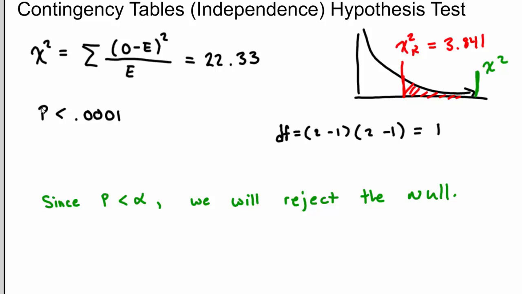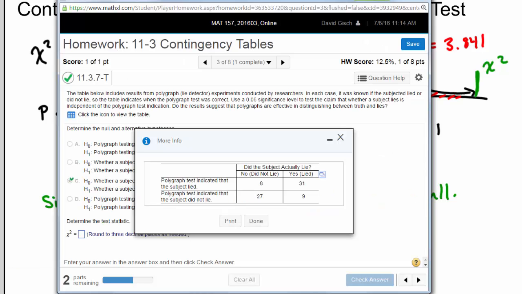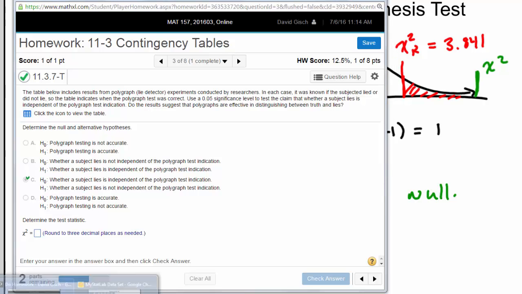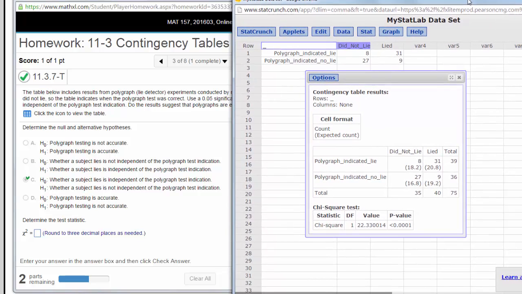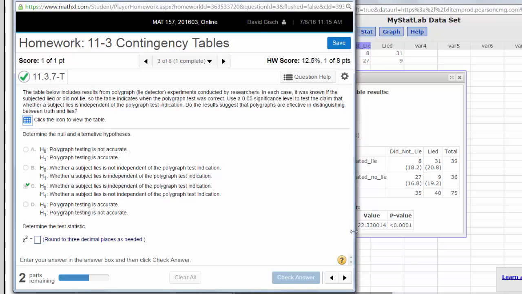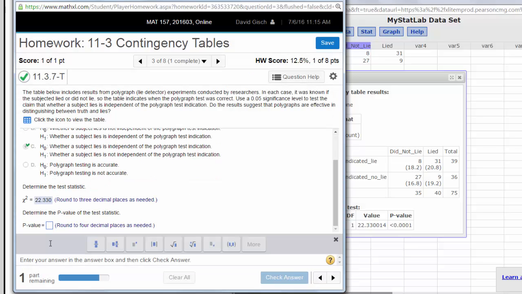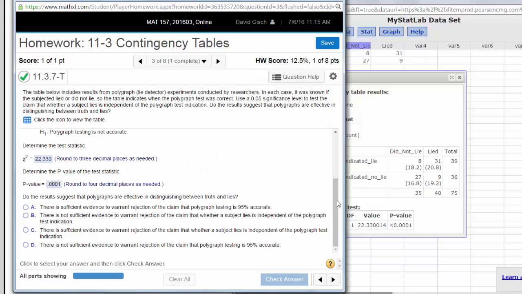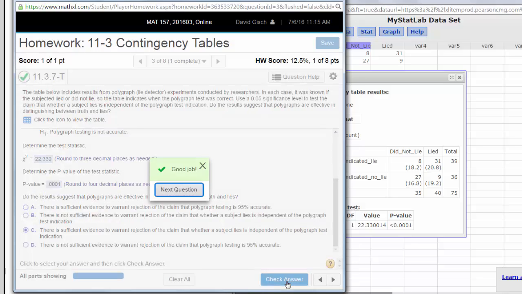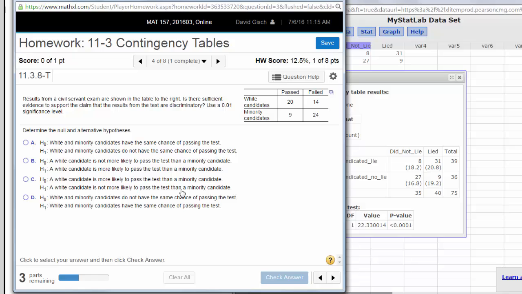Okay, so let's jump back and enter these values and answer the question. Maybe I can slide my StatCrunch window over here, and then I can see both at the same time. There we go. What was chi-squared? It says round to 3 decimal places, so 22.330. What was my p-value? Round to 4 decimal places, 0.0001. And like we said, p is low, the null's got to go. The p is less than alpha, so we're going to reject. So there is sufficient evidence to warrant rejection of the claim that it's independent. And we got it. So there is a contingency table, independence test, with the aid of StatCrunch.